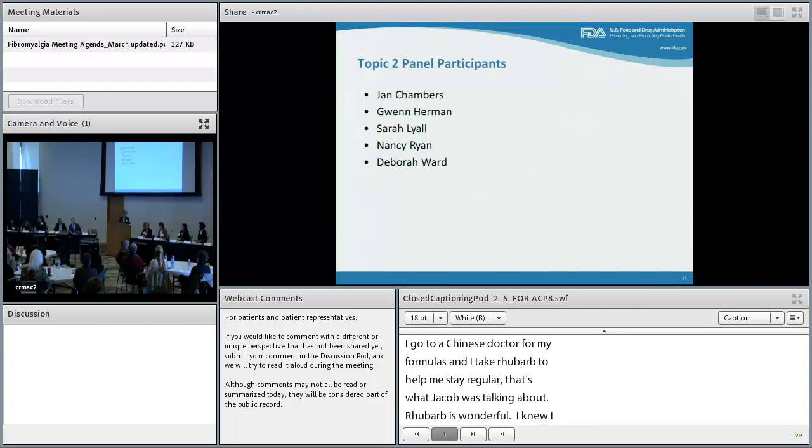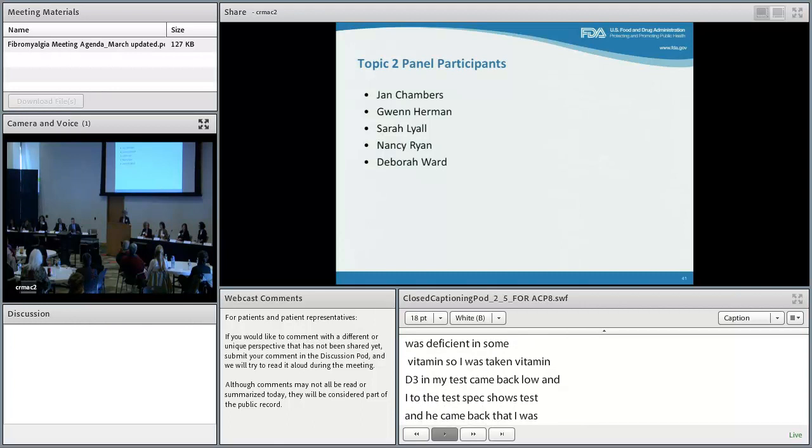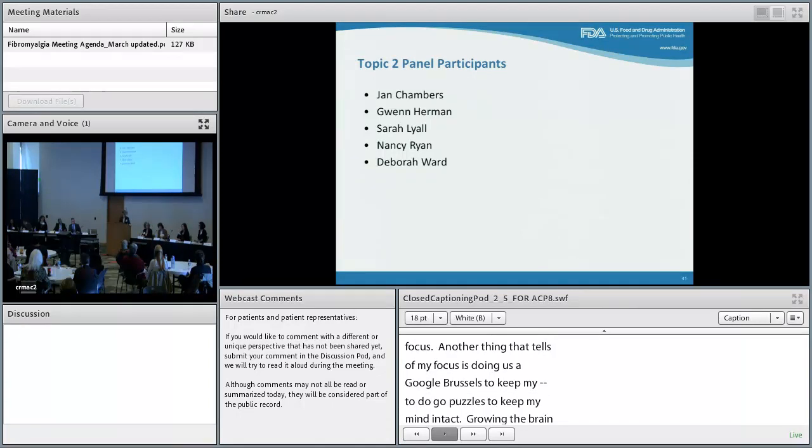I knew I was deficient in some vitamins, so I was taking vitamin D3. My test came back really low, but then I took a SpectraCell test, and it came back that I was deficient in 5 different nutrients. So I'm on all those vitamins now, and one of them I really believe has helped with my focus. Another thing that helps with my focus is doing Sudoku and crossword puzzles to keep my mind intact. So that's the main thing, growing the gray matter back in my brain.